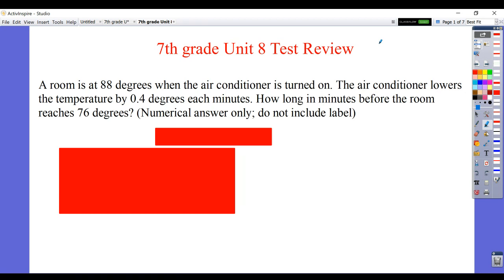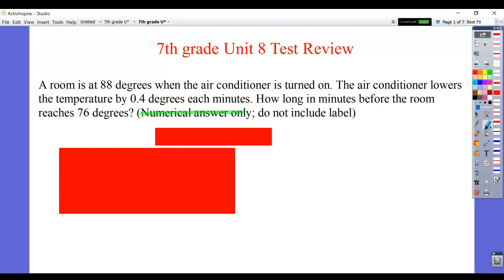So the first type of question that will be on the test that was not specifically covered in the quiz review is this. A room is at 88 degrees when the air conditioner is turned on. The air conditioner lowers the temperature by 0.4 of a degree each minute. How long in minutes before the room reaches 76 degrees? And we want a numerical answer. So this would be something where we're just putting down the number. You do not have to include the label. And again, that's because it would be on the computer portion.